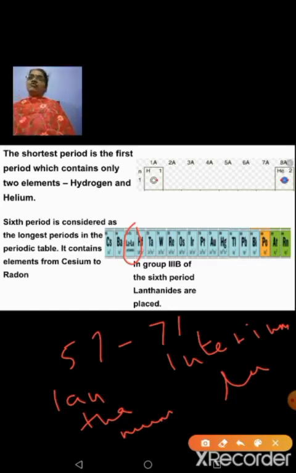The shortest period is your first period with 2 elements. The longest period is your 6th period with the lanthanide series present in it. And in the lanthanide series, the numbers begin with 57 and end with 71. The first element is lanthanum and the last element is lutetium. They are shown separately down below the table. Next.